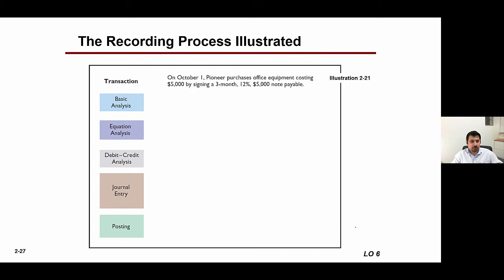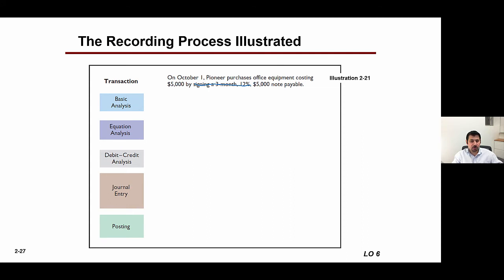Let's do another one now. On October 1st, Pioneer purchases office equipment costing $5,000 by signing a 3-month 12% $5,000 note payable. At this point, let's not think much about this. This is not important information at this point. We will be talking about that in detail later on in future chapters. For now, just think about it as they purchased equipment and they signed a note payable for that.